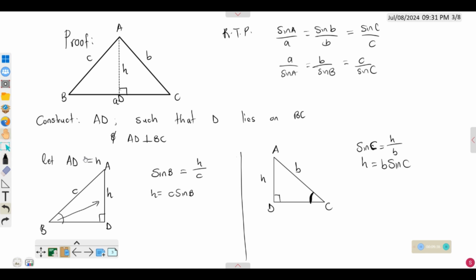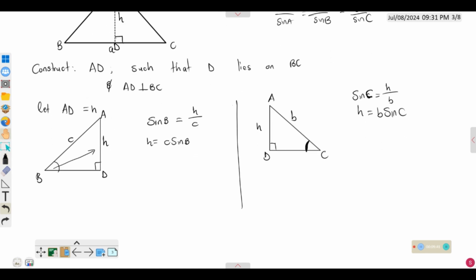And then from here we have two expressions of H. Now we have the first one, which says H is equal to c sine B, and then we have the second one.